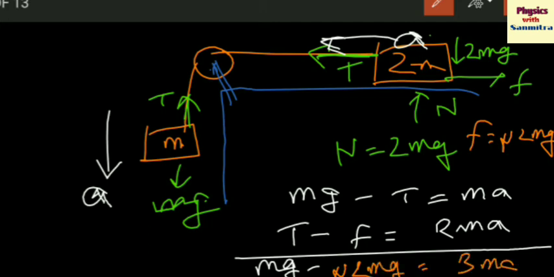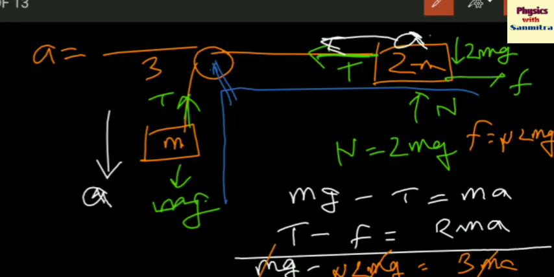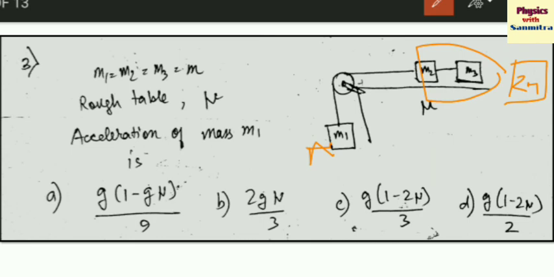So a will be, I will take 3 m, and m will cancel out, and 3 will come down, and this g I can take common, 1 minus 2 mu, so a is g times (1 minus 2 mu) by 3. So I can say my option C is correct.